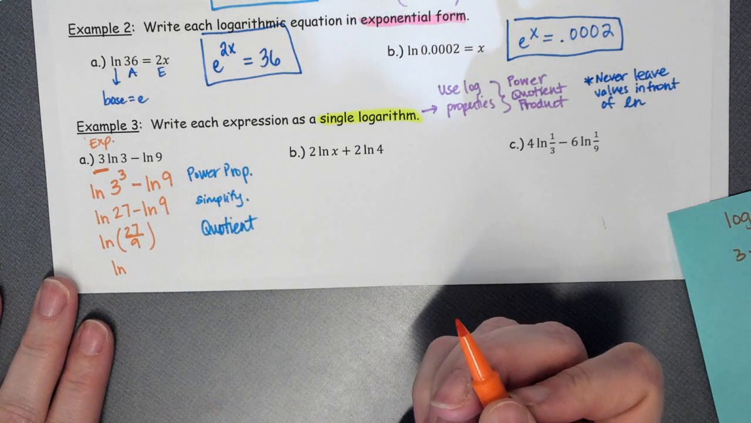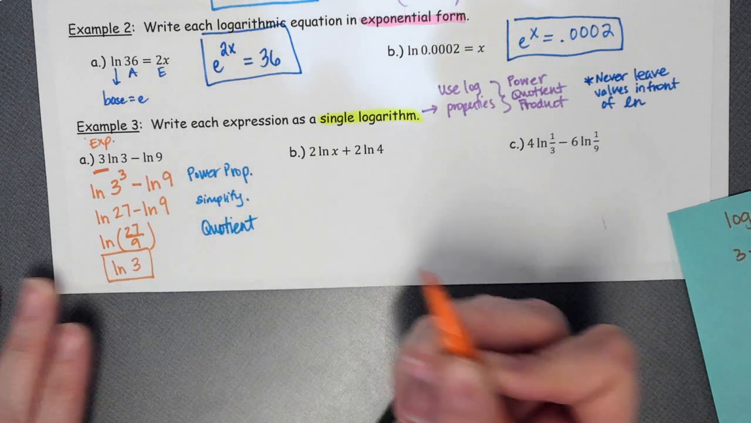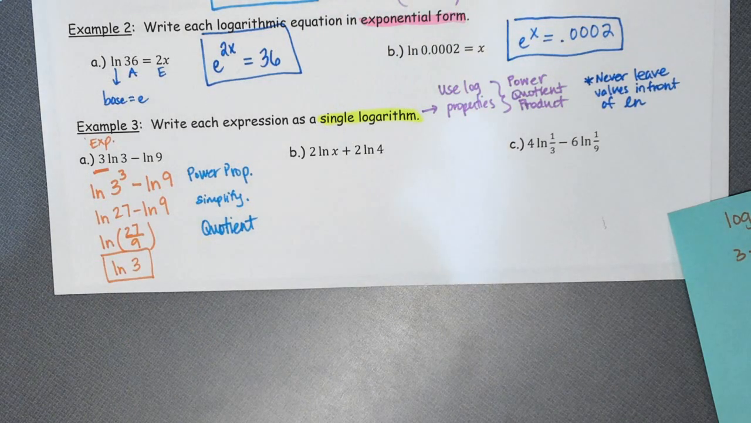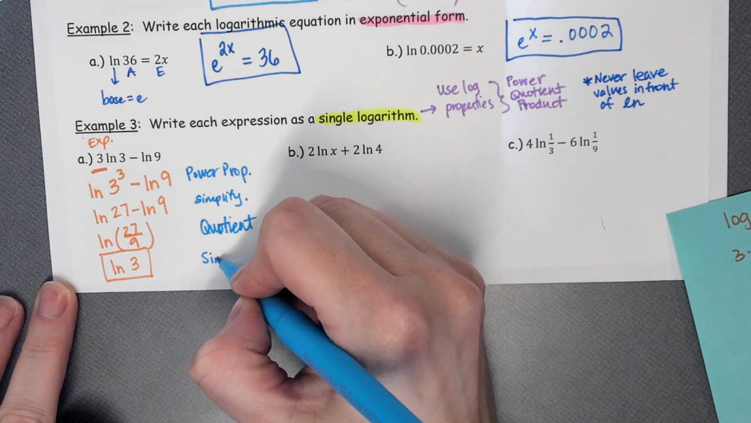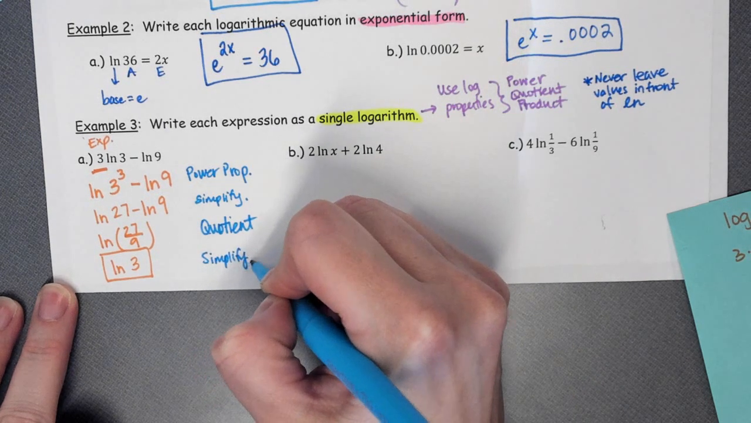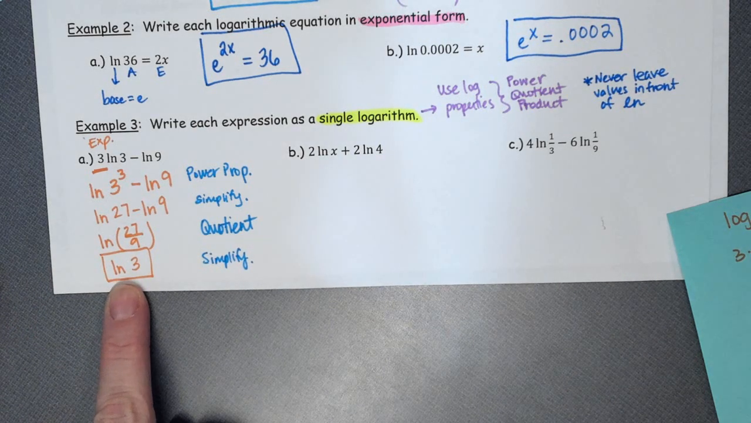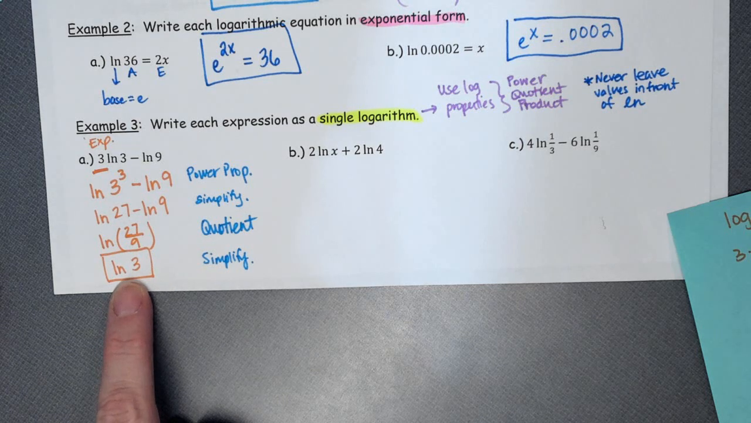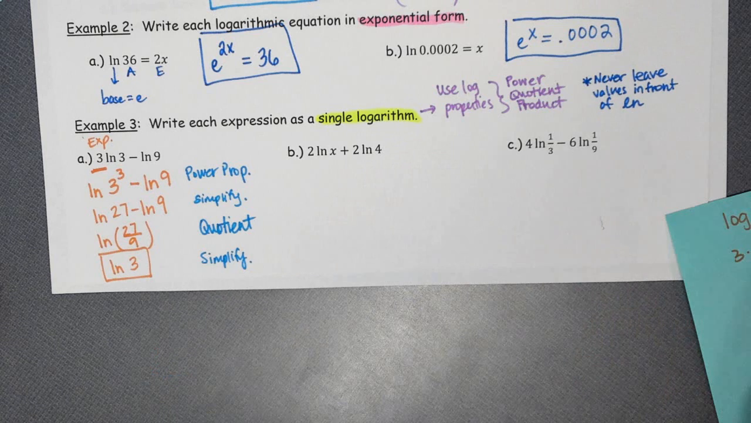Can you simplify 27 over 9? Yep. So if you can reduce that, reduce. If you can't, you'll leave it. Divide it. Yep. So see how now we only have one log? So that is your final answer. Okay? So based on what we did for A, I want you to do B.